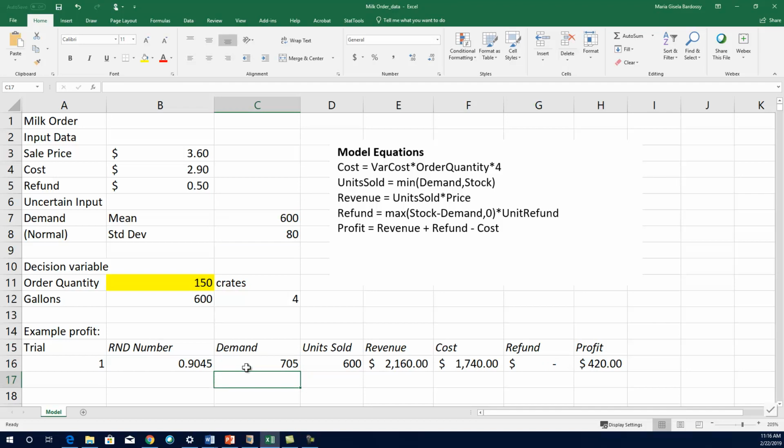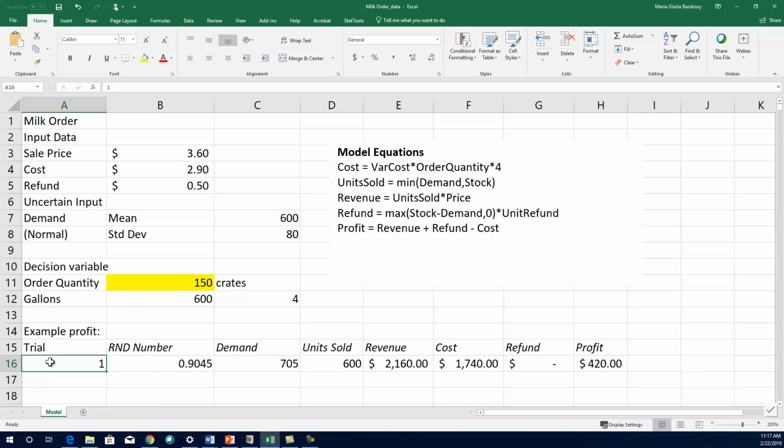All right, so right there, what I have is a model that randomly generates demands and it gives me the profit for each of them. I need to repeat this profit process multiple times, ideally a large number of times. I'm just going to do it 1,000 times. So to do that, I'm going to copy my model 1,000 times down.